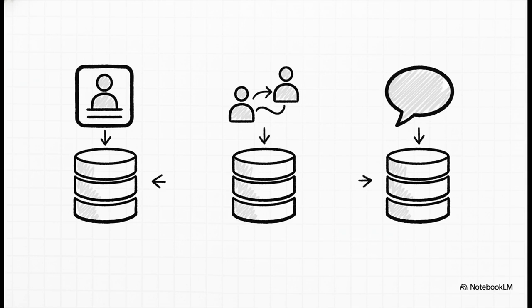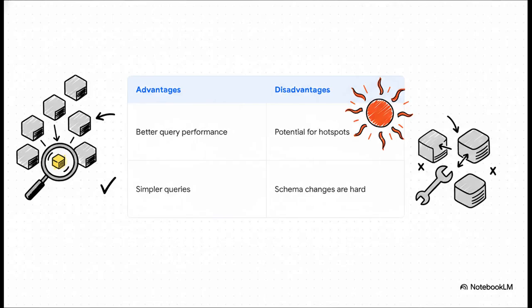For a social media app, you could put all the user profile info, like usernames and bios, on one shard. Then, all the data about who follows whom goes on a totally different shard. And finally, the massive, fast-moving stream of all the actual tweets lives on a third shard. Each major feature gets its own dedicated database. This is great for query performance because a request for a user's bio only has to hit one specific server.